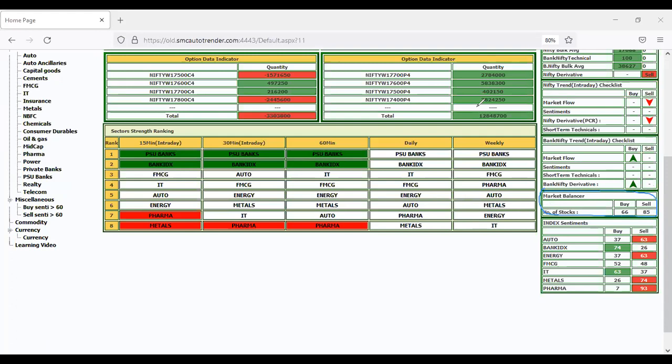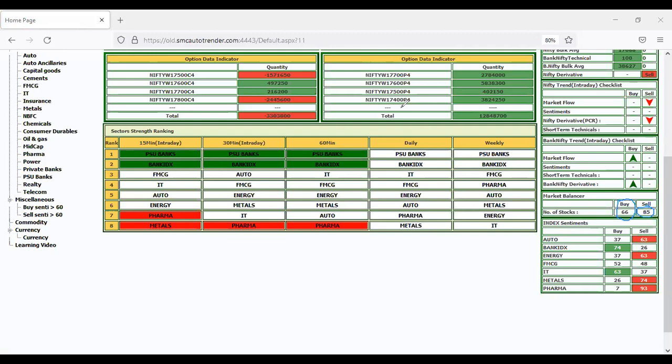Market balancer talks about how the stock data is spanning. I already told you that there are 200 odd FNO stocks. So out of that 200 odd FNO stocks, 85 stocks, here you can see 85 stocks. I'll show you where the 85 stocks are just after this section is over. So 85 stocks data is in negative, whereas 66 stocks are on the buy side. So that also indicates a broader negative trend. The majority is on the sell side. It's not really negative, but the majority is on the negative side.